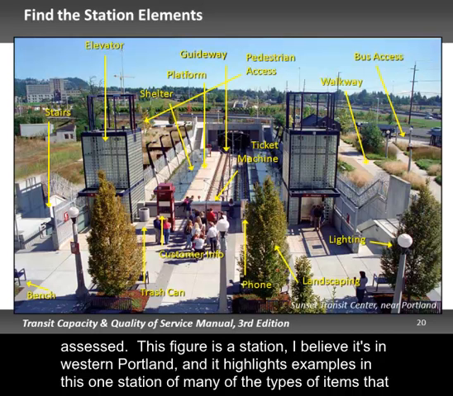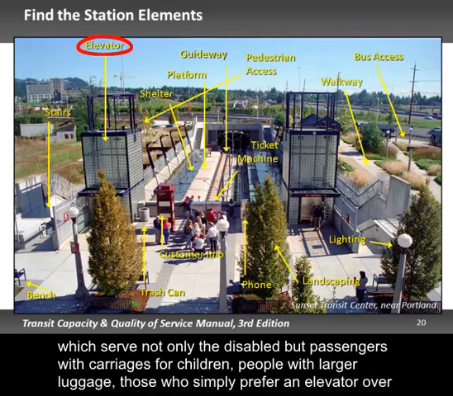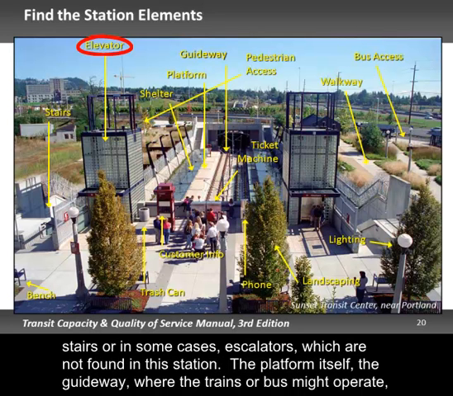This figure is a station, I believe it's in western Portland, and it highlights examples in this one station of many of the types of items that we discuss: walkways, bus access that is outside the station. This is a light rail station on Portland's MAX system. Stairways, elevators, which serve not only the disabled, but passengers with carriages for children, people with larger luggage, those who simply prefer an elevator over stairs, or in some cases escalators, which are not found in this station.